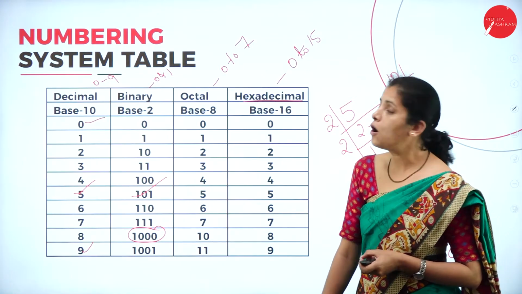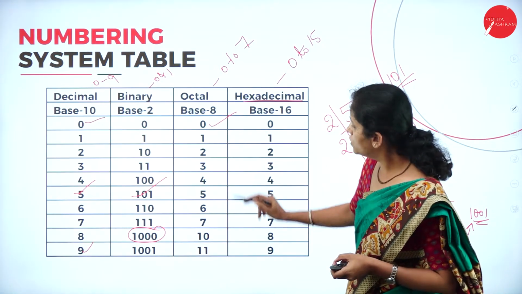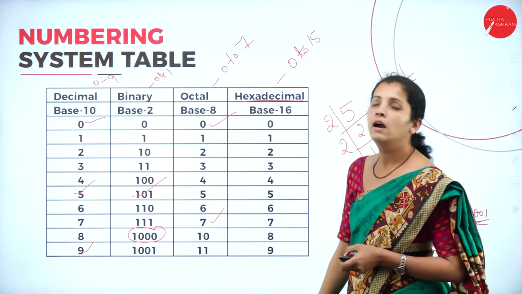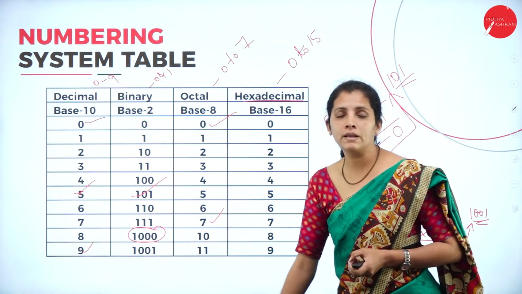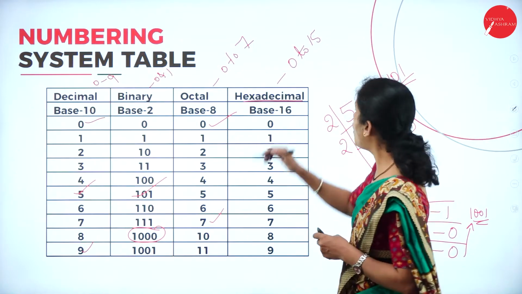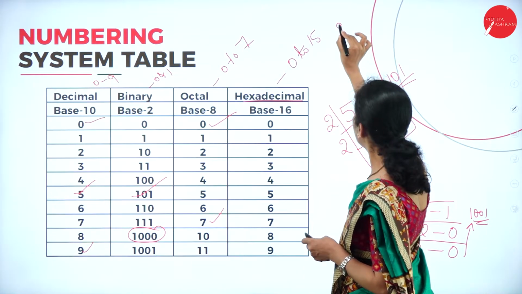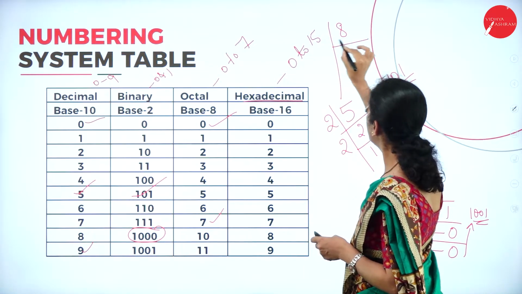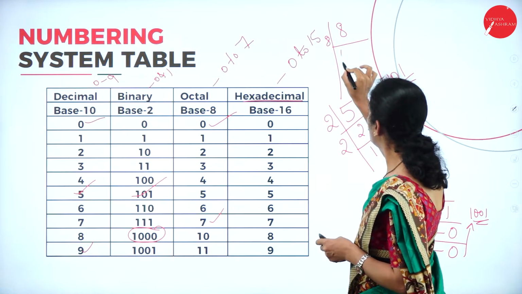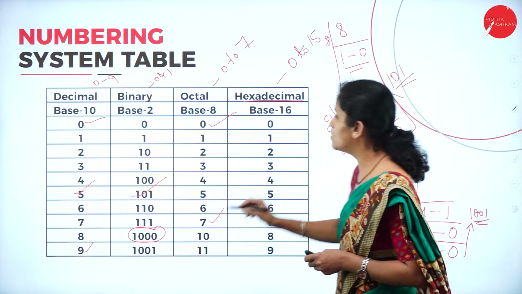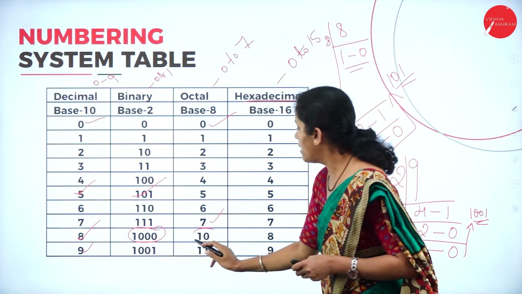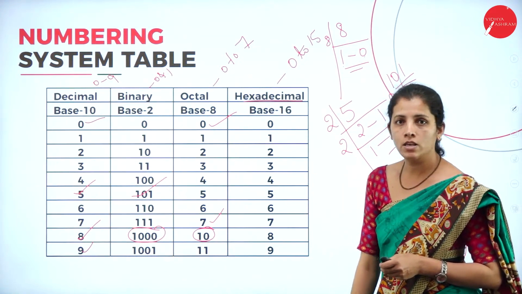And if I consider octal, 0 to 7, I can have octal number. And if I want to represent 8 in the form of octal, 8 divided by 8. 8 1s are 8, 0 remainder. So it is 1 0. For 8, I'm having 1 0.